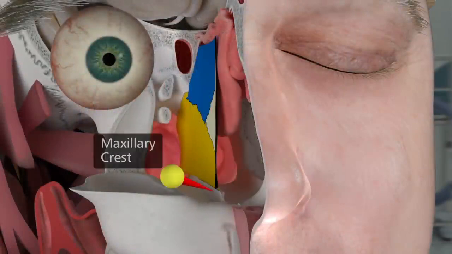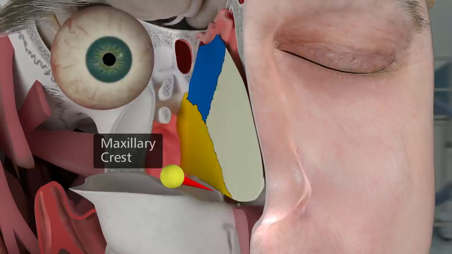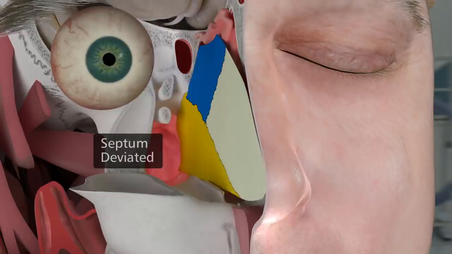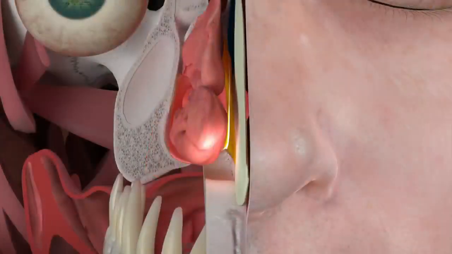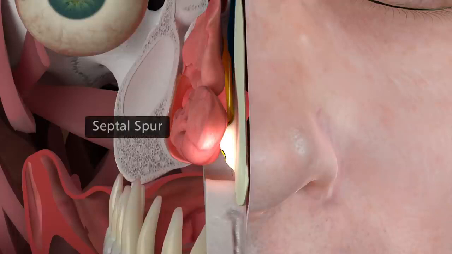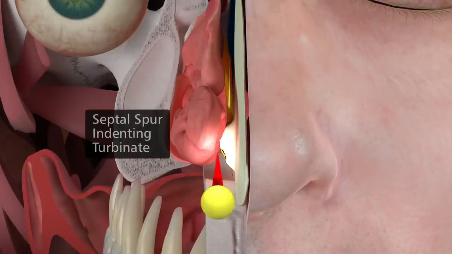The nasal septum sits in a trough of bone called the maxillary crest. Imperfections in the alignment of the septum here are common and can cause problems. The septum can be off of the midline, or the trough of bone itself can be off of the midline, or they are often deviated together. Each of these configurations can cause airway obstructions. Another common abnormality is an isolated ridge of bone called a septal spur. Septal spurs can cause airway obstruction, but they can also cause referred pain if they indent the inferior turbinate.